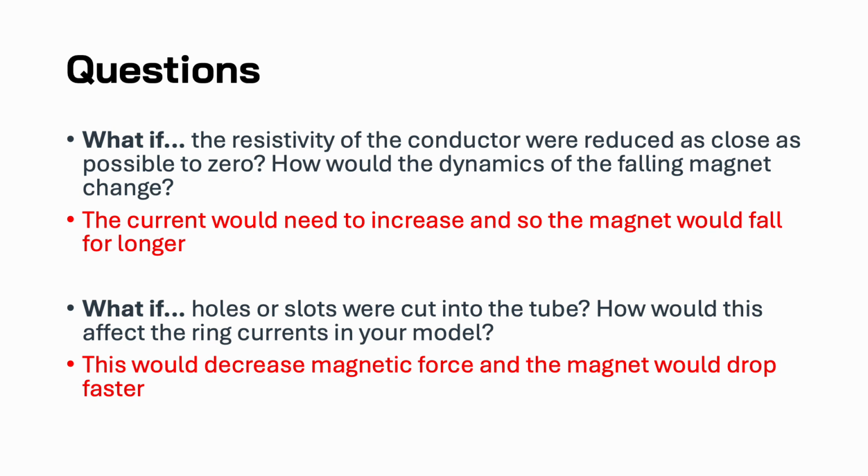For the questions, we've got: what if the resistivity of the conductor were reduced as close as possible to 0? How would the dynamics of the falling magnet change? Well, the current would need to increase, and so the magnet would fall for longer. And then what if holes or slots were cut into the tube, how would this affect the ring currents in your model? Well, it would decrease the magnetic force because now there's less tube, and so the magnet would fall faster.